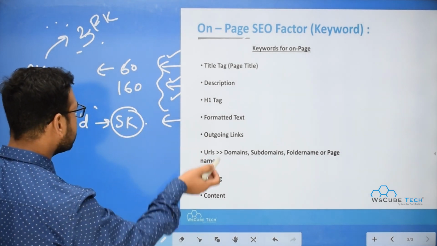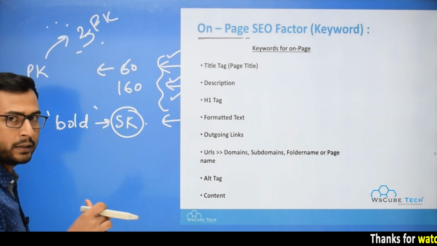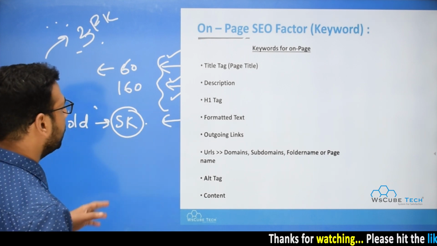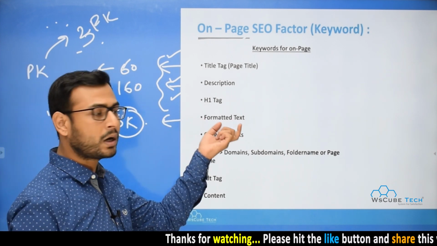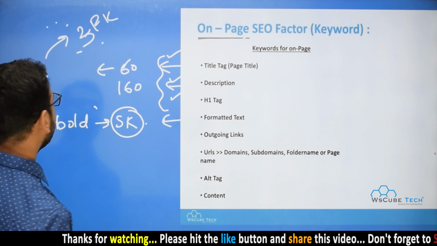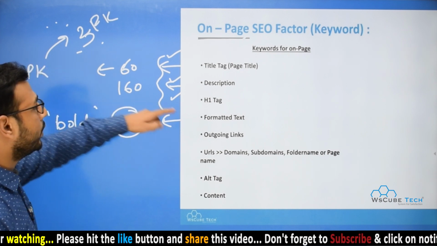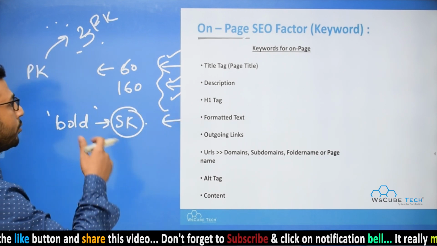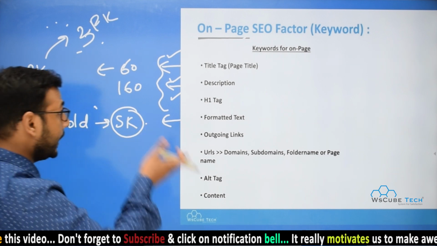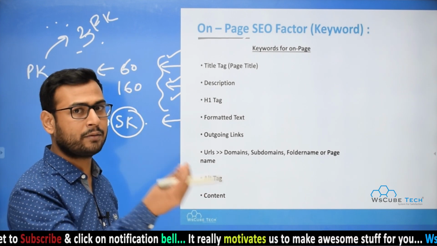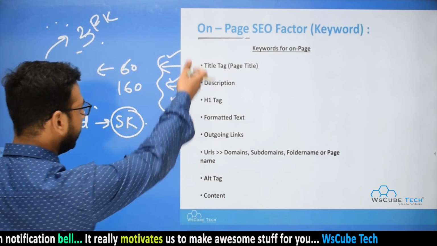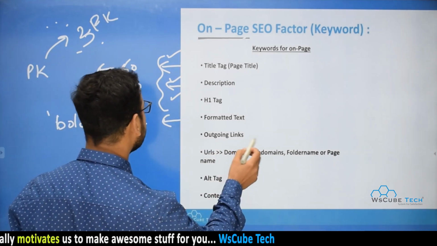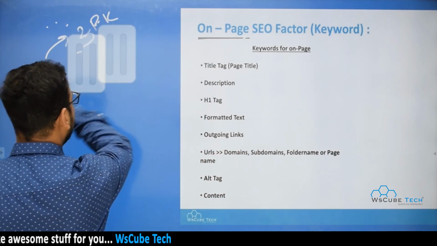The text that you actually bold or the text that you make italic comes under the formatted text in your content. So you can use your primary keyword or the secondary keyword in the formatted text also. So when we are talking about the different elements where we have to put our shortlisted keywords, these are the different elements. Then there is outgoing links, and let me tell you what outgoing links are.